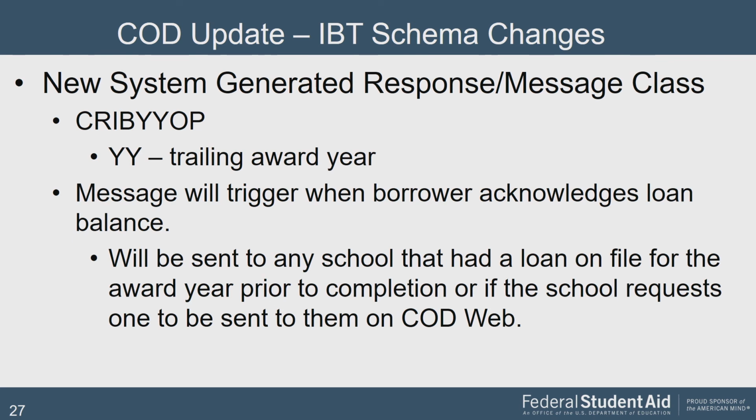There's also going to be a new system-generated message class, where YY is going to be the new trailing award year. I believe we're still working with SAIG to get that finalized, and when that is done, we'll update the tech ref for you all to see what the actual message class will be. This message is going to trigger when the borrower acknowledges their loan balance, and it's going to be sent to any school that had a loan on file for the award year prior to completion of IBT, or if the school requests one to be sent to them through COD Web.